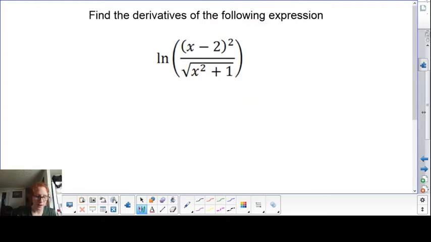This one is not as bad as the one before, because if you notice on top I don't have any multiplication going on. So I want you to try and get this one. I want you to pause it, do it on your own, and then I want you to come back and check your answer.